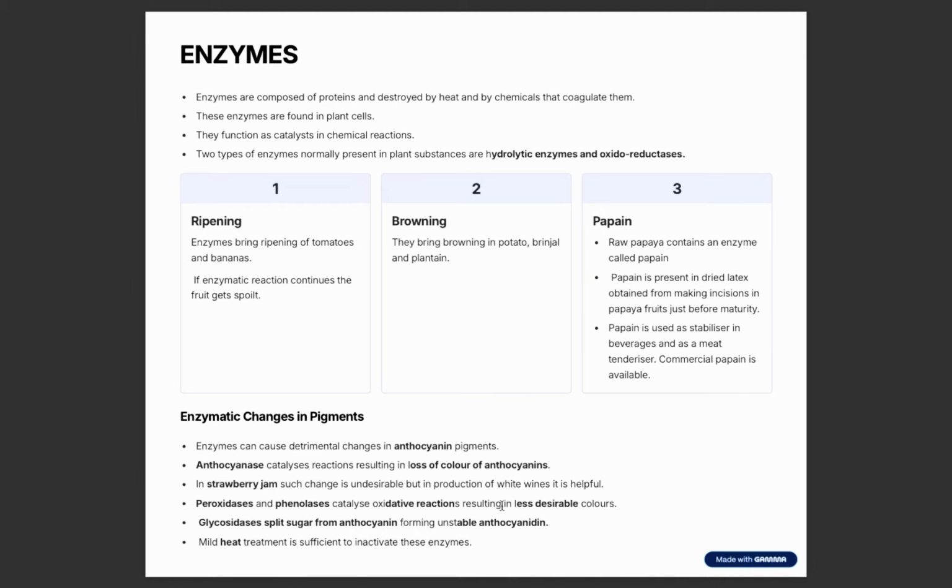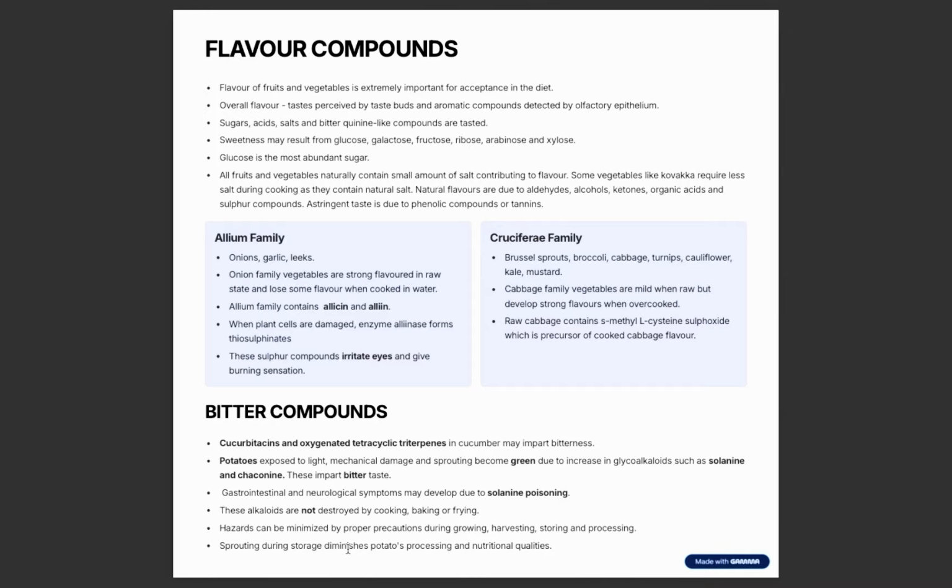പിന്നെ വരുന്നതാണ് ഈ ഗ്ലൈക്കോസിഡേസസ്. ഇത് ഷുഗേഴ്സിന്, അതിലുള്ള ഷുഗേഴ്സിന് ഈ ആന്തോസയാനിൽ നിന്ന് സ്പ്ലിറ്റ് ചെയ്തിട്ട് അൺസ്റ്റേബിൾ ആയിട്ടുള്ള ആന്തോസയാനിഡിൻ ഫോം ചെയ്യും. This also causes other issues, and mild heat treatment കൊടുത്താൽ തന്നെ ഈ എൻസൈംസിനൊക്കെ എന്ത് ചെയ്യാൻ പറ്റും, ഇനാക്ടിവേറ്റ് ചെയ്യാൻ പറ്റും. Then the last one is the flavor compounds and bitter compounds.